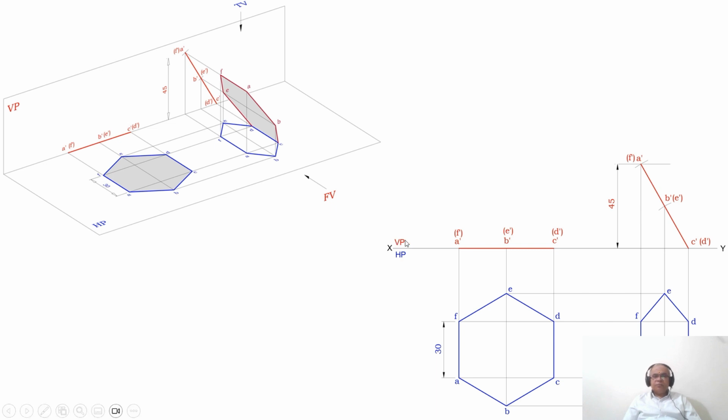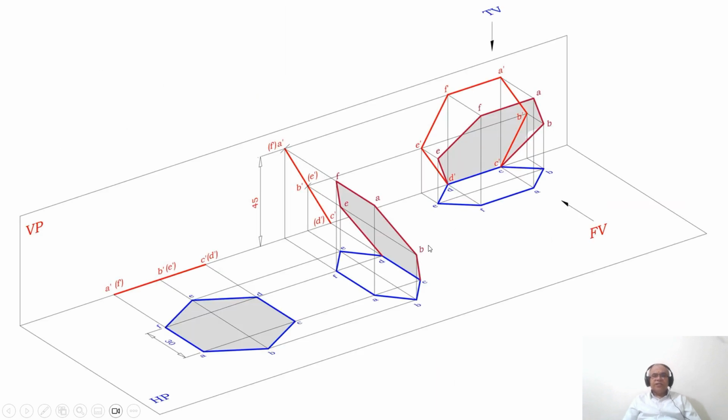Where is VP? VP is above the XY line. So the point which is on the XY line is C dash D dash. The same point has to rest on the vertical plane also. At present, what is happening? The C dash D dash is resting on HP here and perpendicular to VP. Therefore, you are getting a point. Now, to keep this CD on the vertical plane, you have to rotate this hexagon in a counterclockwise direction such that it is going to be kept on the vertical plane.